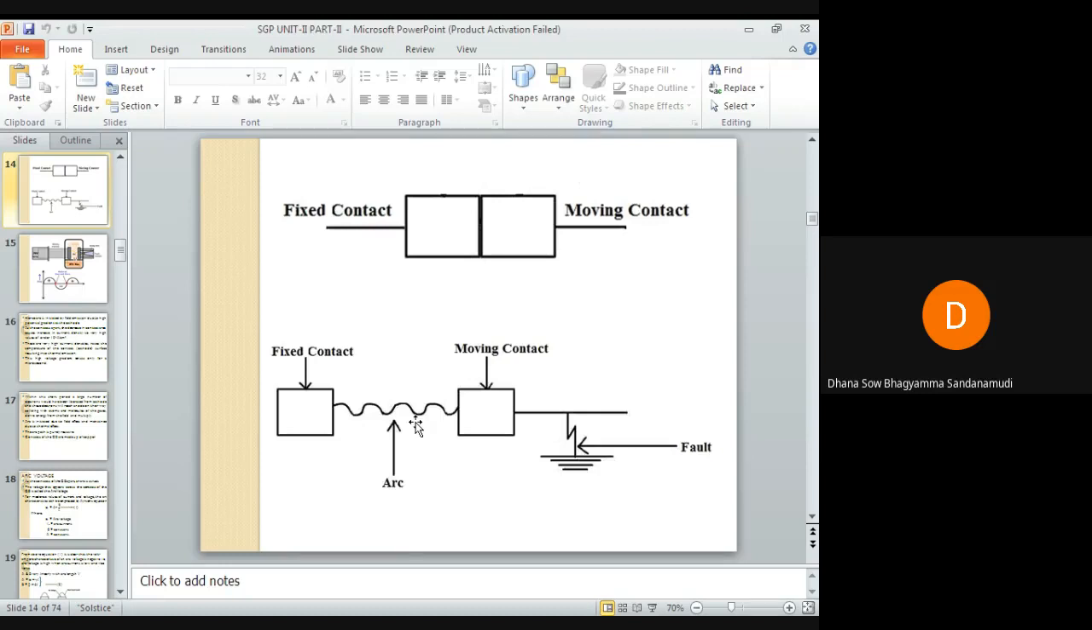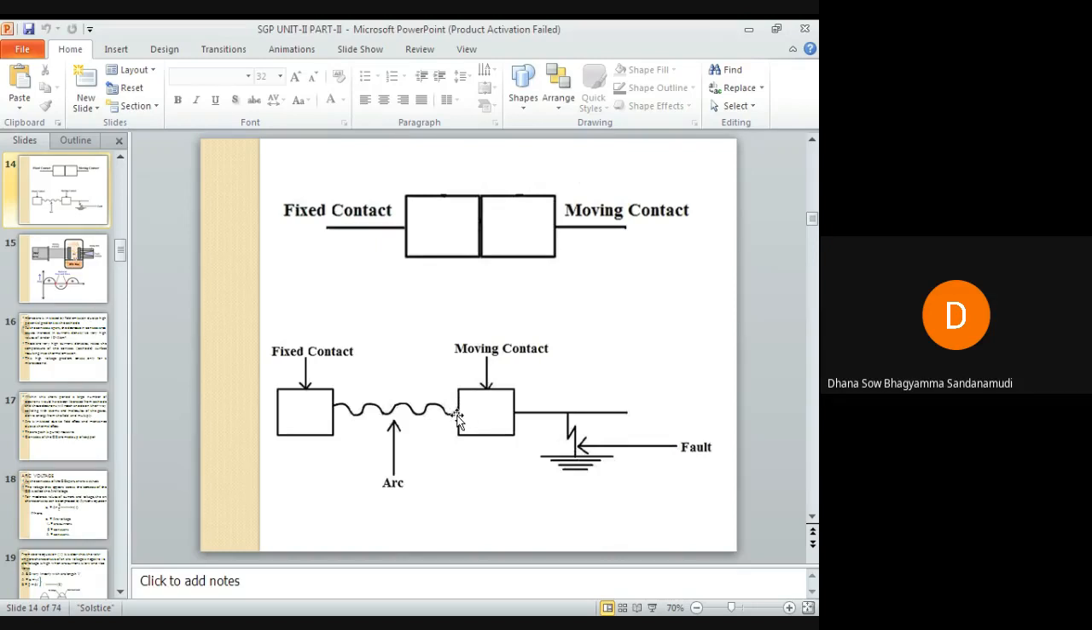Hence, the arc is initiated by field emission. Why is the electrode acting as cathode emitting electrons? Because of the high potential gradient between these two contacts, the electrode acting as cathode will emit electrons due to field emission.